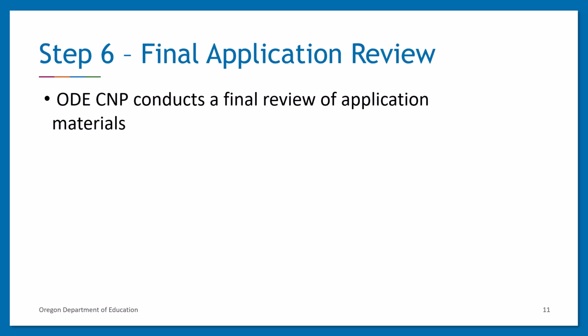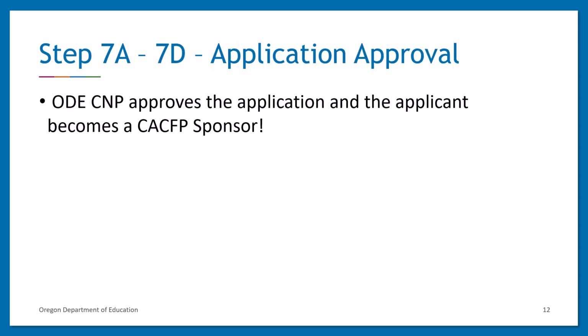Step 6 is where ODE CNP conducts a final review of application materials and requests any necessary corrections or changes before approval. Step 7 has 4 parts, 7A through 7D, and is where ODE CNP finalizes and approves an applicant to become a sponsor. Little work is needed by the applicant at this step, as ODE CNP largely completes the items in this stage. The applicant is notified when this step is complete, and they are approved as a sponsor.